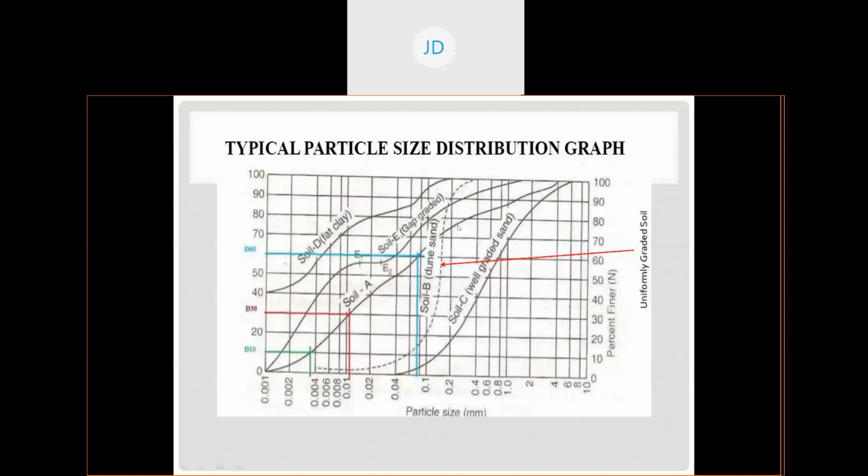All these curves represent the particle size distribution curve. The x-axis is in logarithmic scale, and the y-axis is in arithmetic scale. Because it has to cover from 0.001 millimeter up to 10 millimeter, it is not possible to cover this big range on an ordinary arithmetic graph paper. So you have to use semi-log graph paper.